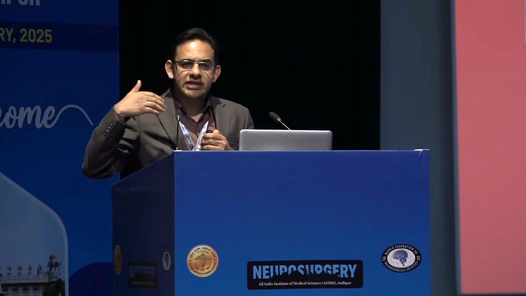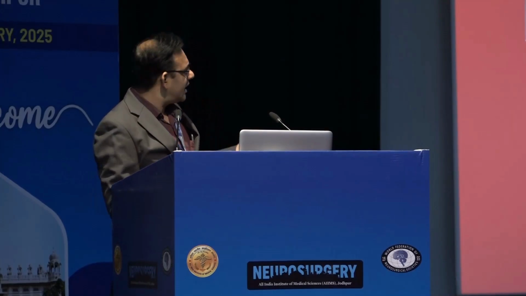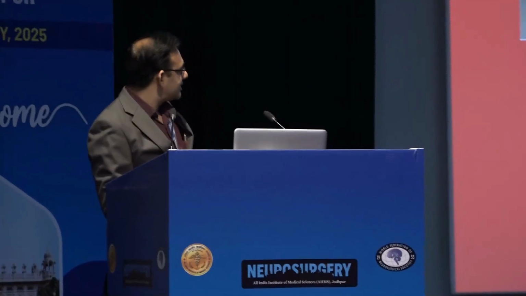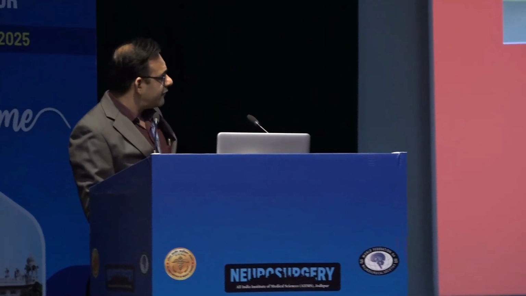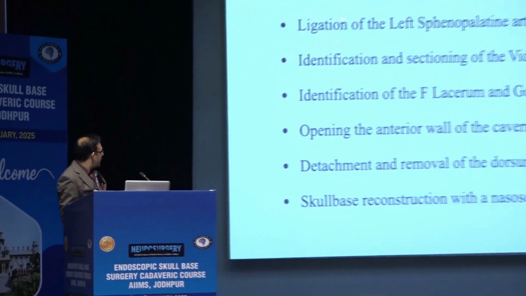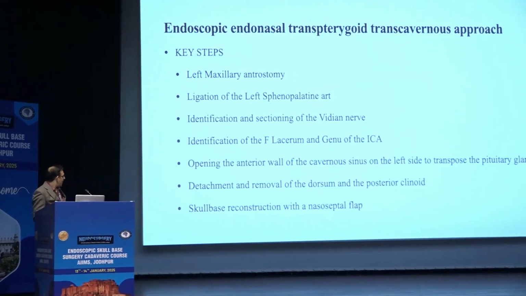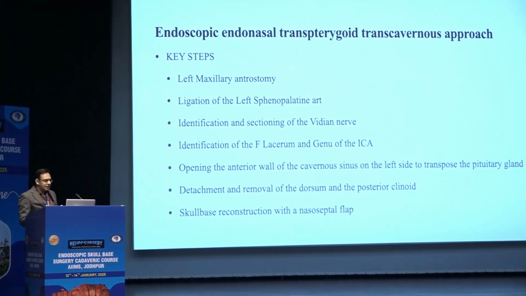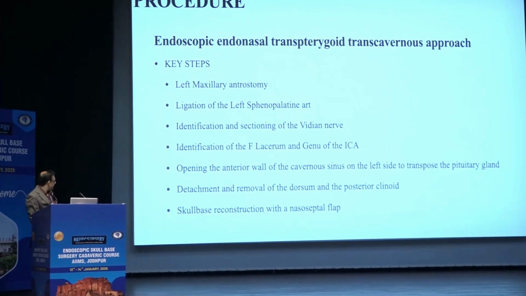One of the important things for any tumor that involves the upper part of the cavernous sinus and the posterior clinoid is to be able to mobilize the medial wall of the cavernous sinus and to identify the caroticoclinoid ligament and the inferior hypophyseal artery that also lies in this course. So the key steps involve a maxillary antrostomy, then ligation of the sphenopalatine artery, then sectioning of the Vidian nerve, and then identification of the foramen lacerum and the genu of the ICA.